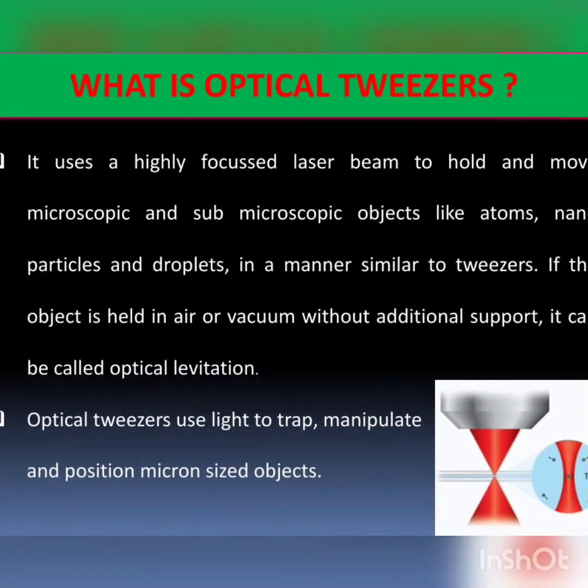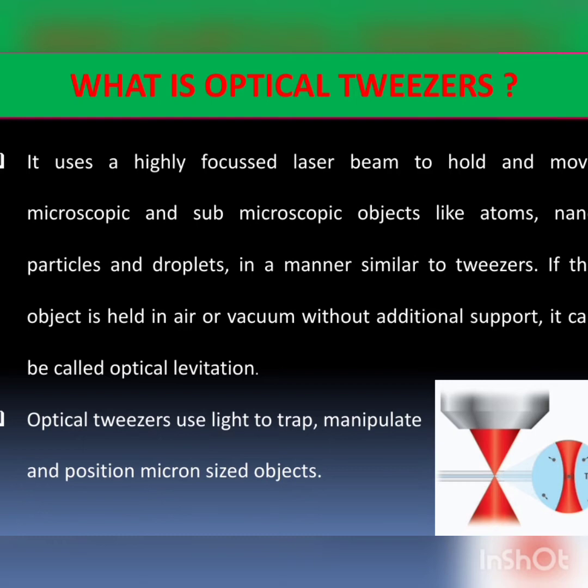So next, what are optical tweezers? They use a highly focused laser beam to hold and move microscopic and submicroscopic objects like atoms, nanoparticles and droplets, in a manner similar to tweezers. If the object is held in air or vacuum without additional support, it can be called optical levitation. Optical tweezers use light to trap, manipulate and position micron-sized objects, and are used for finding misalignment of atoms or molecules.